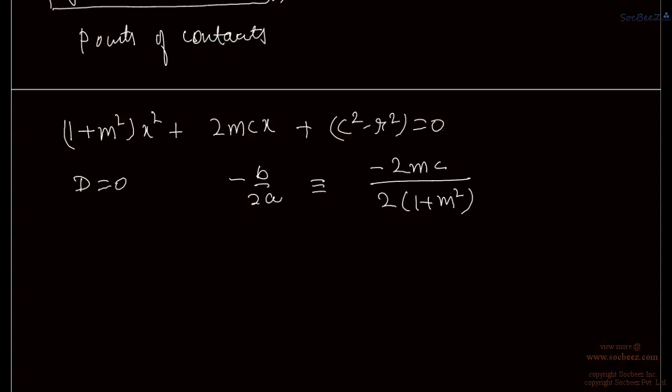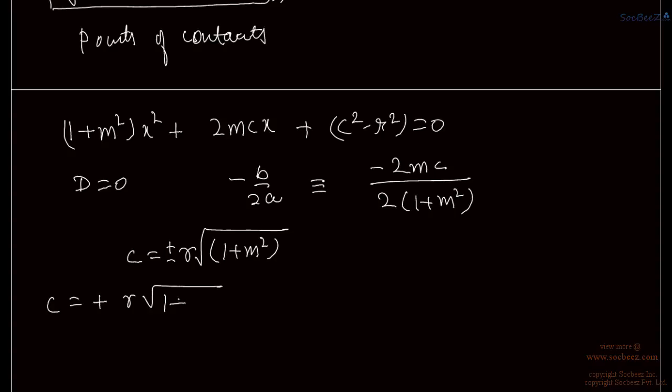Okay, and c can be written as r√(1 + m²), right? So rewriting this, substituting the value of c here, we will be getting plus or minus. This can be plus or this can be minus. So the point of contact can be for c equal to +r√(1 + m²).